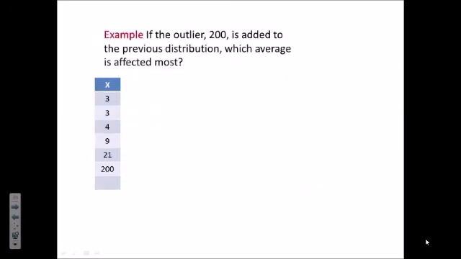If the outlier 200 is added to the previous distribution, which average is affected most? So we're going to take 200 and add that to the previous distribution. Well, first let's get the mean. The mean would be the sum of the scores, which would be 240, divided by the sample size, which is now 1, 2, 3, 4, 5, 6, and that gives us 40.